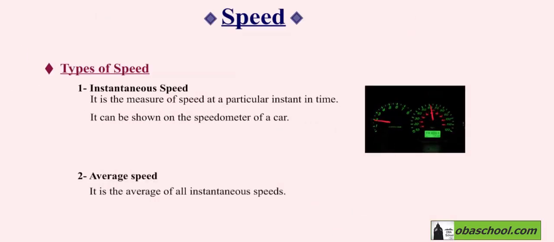Second type is the average speed. It is the average of all instantaneous speeds. For example, when we say that the average speed of a car is 60 kilometers per hour, this means that the average speed during the whole drive was 60 kilometers per hour. But for sure, the speed of the car was increasing and decreasing during the ride.